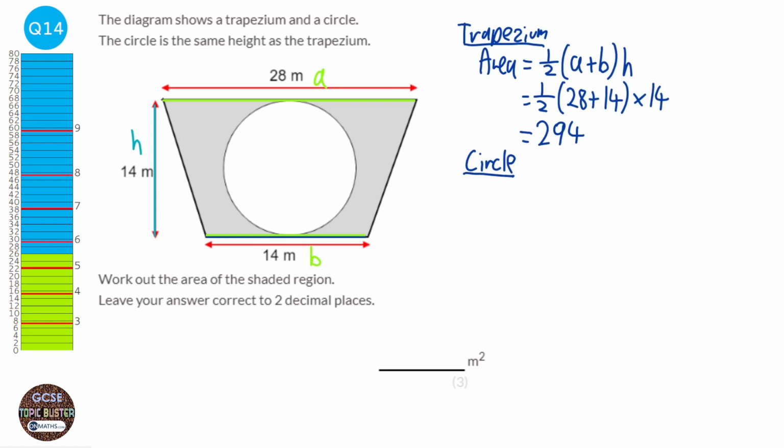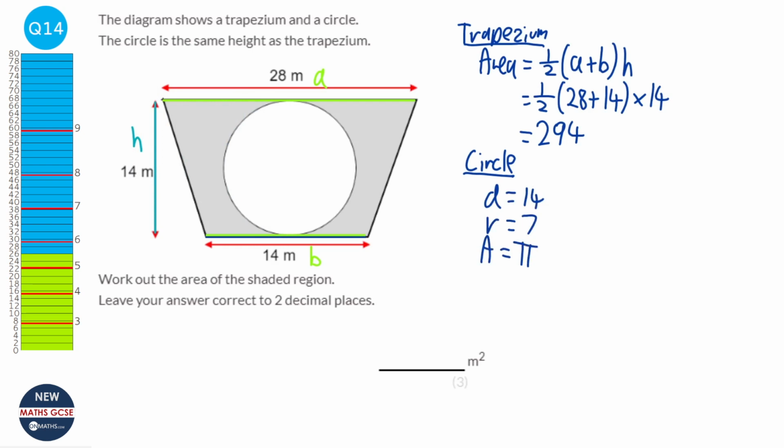Next we'll do the circle. Now it doesn't look like we've got anything for the circle, but actually the height here is also the height of the circle. So the height of the circle is the same as the diameter. So the diameter of the circle is 14. Therefore the radius would be half of that, which is 7.